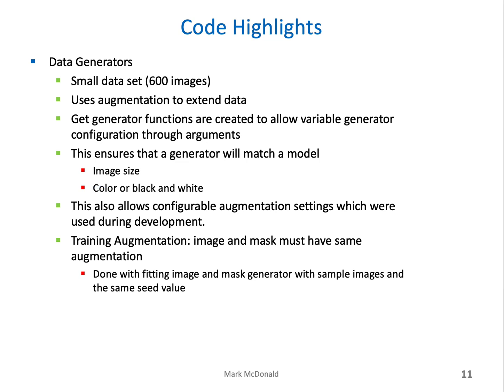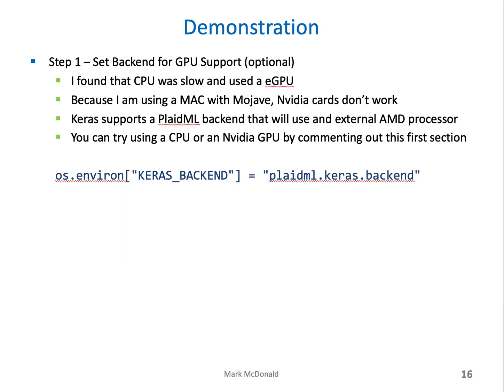One of the code challenges in this project was the small number of images. I chose to use augmentation to overcome this. The additional challenge here is that when we changed or augmented an image, we also needed to augment a mask exactly the same way. This problem was solved with a little bit of work, and we'll go through a quick demonstration.